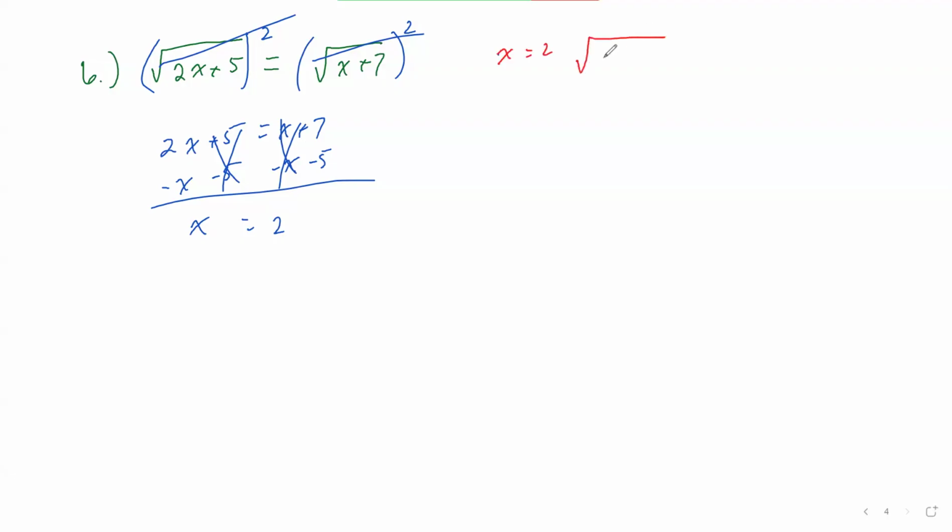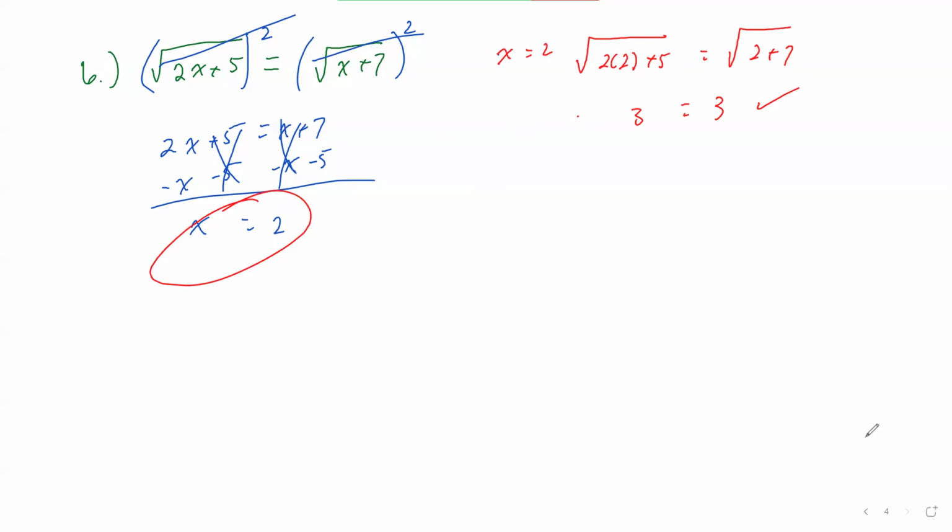So this gives me the square root of 2 times 2 plus 5 equals the square root of 2 plus 7. 2 times 2 is 4. 4 plus 5 is 9. Square root of 9 is 3. 2 plus 7 is 9. Square root of 9 is 3. So that is a good one.